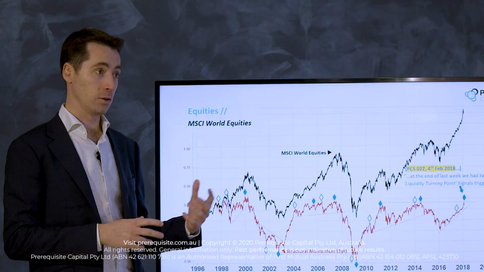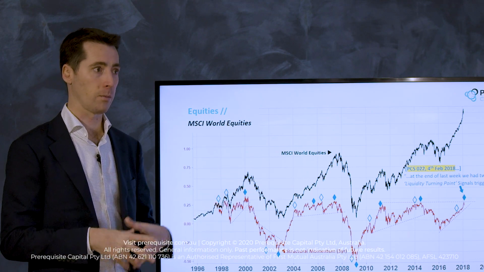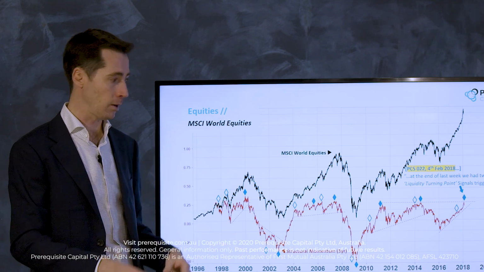Go, hey, we're getting a bit overdone. Positioning of participants is becoming too unified. Yeah, it's a useful tool, not a perfect one. So when these things trigger, it's like a greater than 70% probability that we're at a turn or the beginning of a correction or changed momentum structure or something.